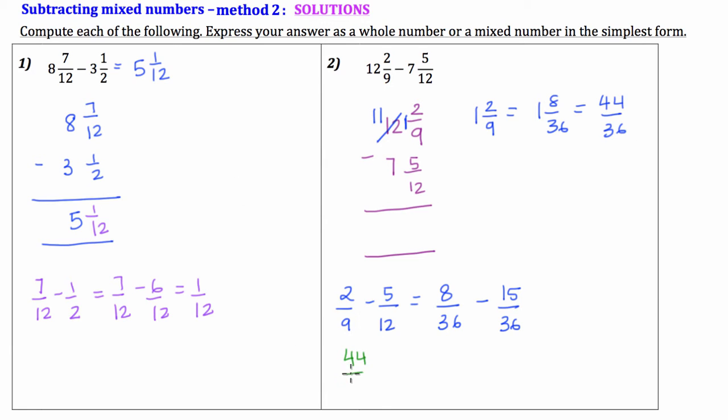So 44/36 minus 15/36 equals 29/36. So this is 29/36, and 11 wholes minus 7 wholes is 4 wholes. So the answer to this is 4 and 29/36.